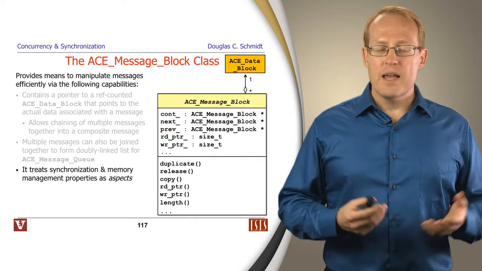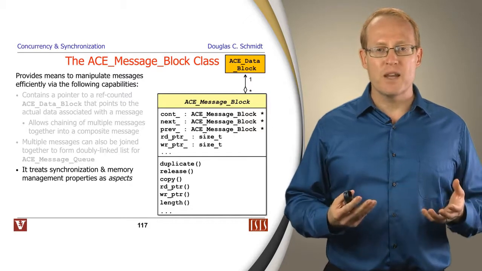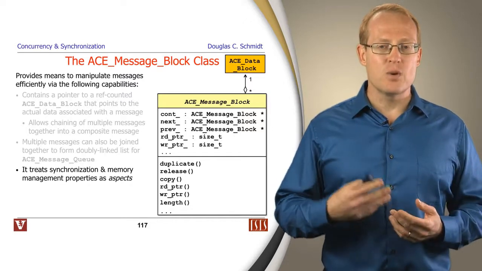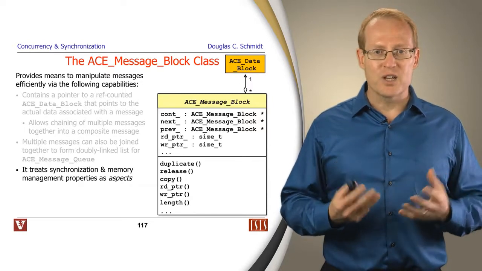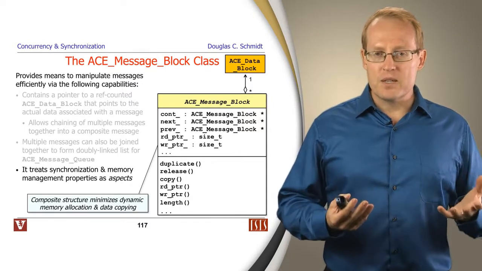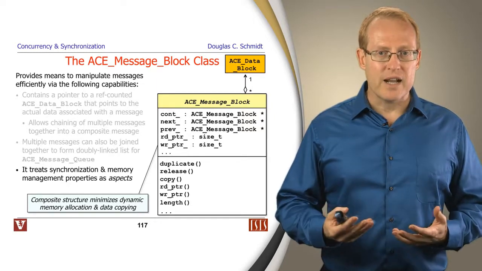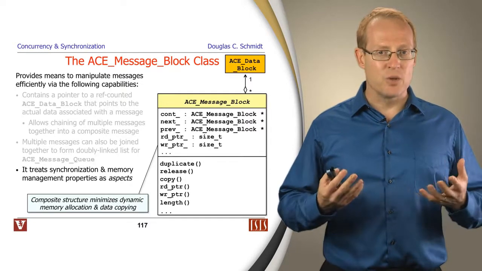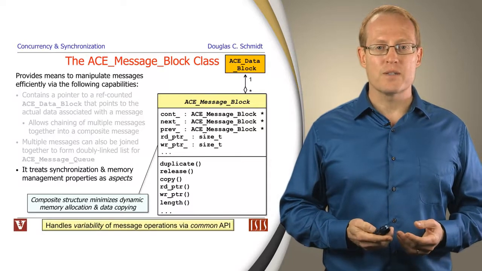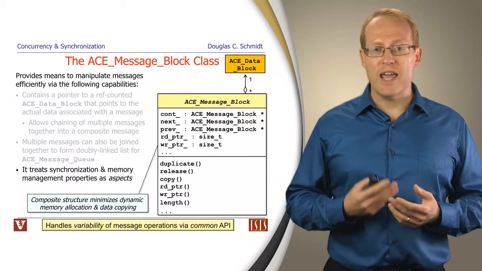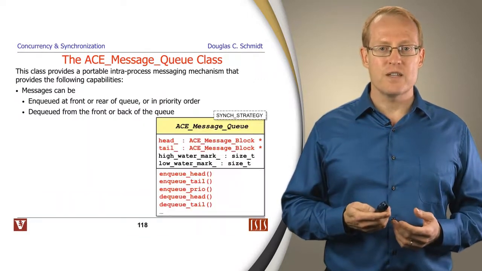Another thing you can do with an ACE message block is treat synchronization and memory management issues as aspects, and you can change the locks. You can change where the memory comes from without changing the logic of the class itself. This composite structure, as a general rule, is intended to minimize data copying. So you can often get by without having to do a full copy of the data, and you only have to update reference counts in various ways. This particular abstraction handles the variability of messaging operations via a common interface.